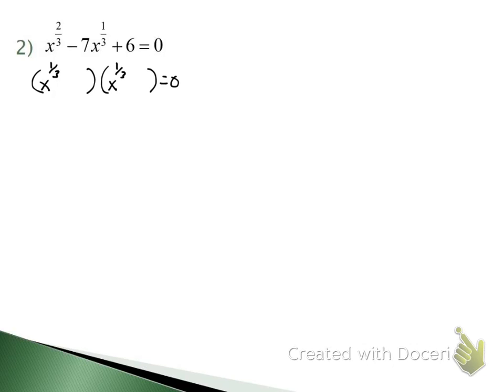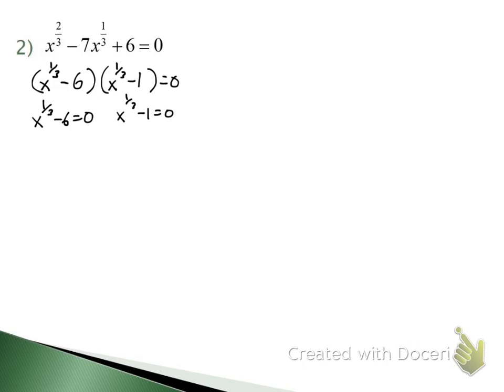Anybody have thoughts of the factors? You guys are pretty good at this. Gabby, thank you for putting your hand up. What do you have for the factors there? I agree. Because -1 minus 6 is -7. And then we're going to set each of those factors equal to 0. So I get x to the 1/3 minus 6 equals 0, and x to the 1/3 minus 1 equals 0.